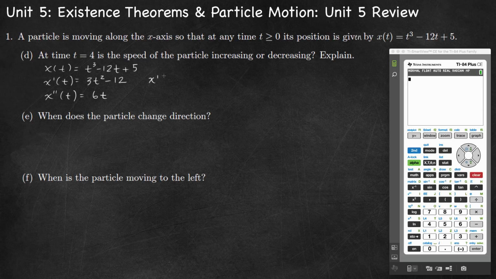So x prime of 4. Well, 4 squared is 16 times 3 is a lot bigger than 12, so I know this is positive. And then x double prime of 4 is 24, which is positive. And since the velocity and acceleration are both positive at time t equals 4, I know the speed is increasing.